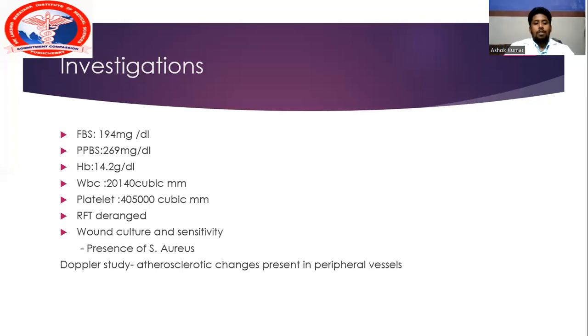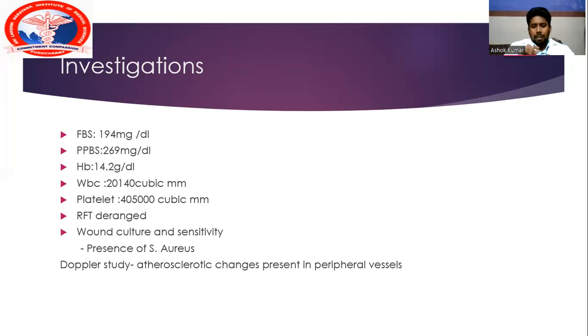Hemoglobin was 14.2 grams per deciliter and the WBCs were raised, 20,140. Platelets were normal. And the main thing is, from admission the patient's RFT was initially mildly elevated, and as we were continuously monitoring these renal parameters, it became deranged. We took wound culture and sensitivity during the first wound debridement, and it was Staphylococcus aureus, and it was started on appropriate antibiotics. We did a Doppler study also to look for any arterial or venous pathology.